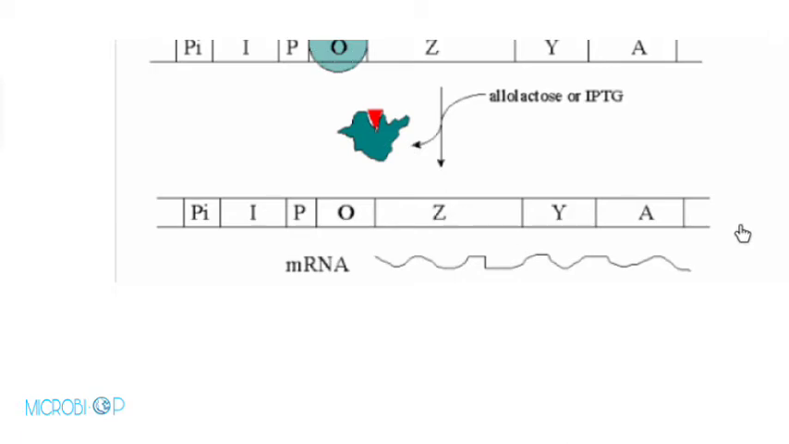Now this was the induction part. What we have to see is whether beta D galactosidase is produced or not. We need some visible proof that the enzyme is produced.